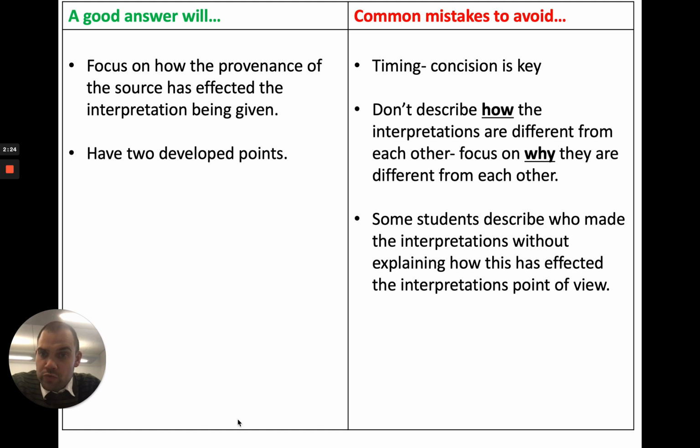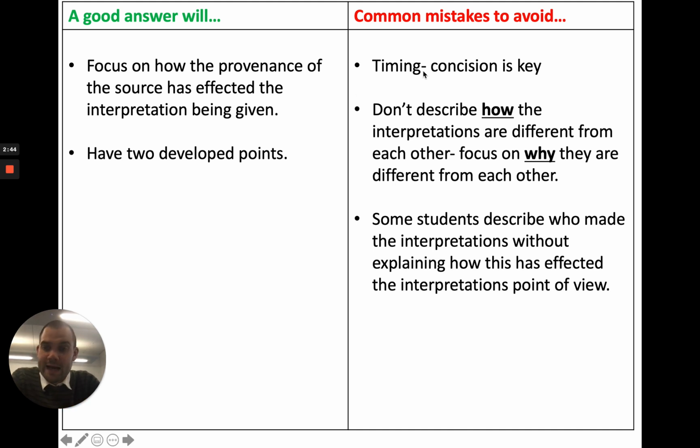You want to make sure that you've got 2 developed points. By 2 developed points, I mean that you can actually get full marks on this question with 4 very good sentences. You might need to write a little bit more than that, 5 or 6, but I could certainly get full marks on this with 4 well-constructed sentences. So you don't have to write loads. You have to have 2 points which you develop each time.